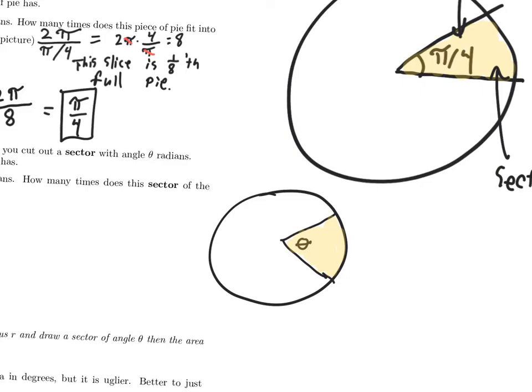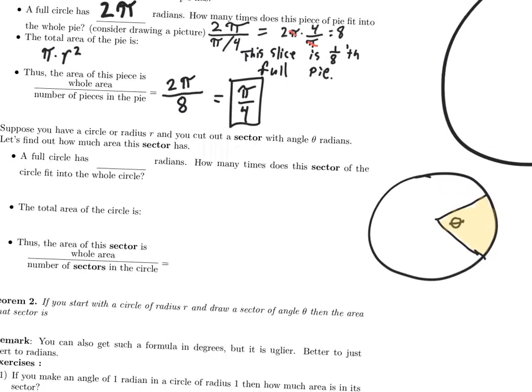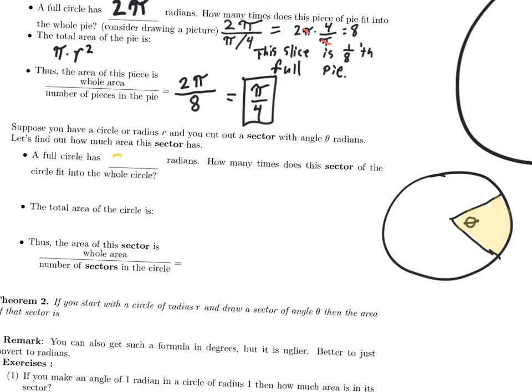Well, here's how we'll figure that out. A full circle has 2 pi radians. So let's use that to figure out how many times this sector goes into the full circle. Well, that's easy to do. That's just division, right? If you want to know how many times theta goes into 2 pi, that's just 2 pi divided by theta. There's no simplification. I don't know what theta is. It's just 2 pi divided by theta.